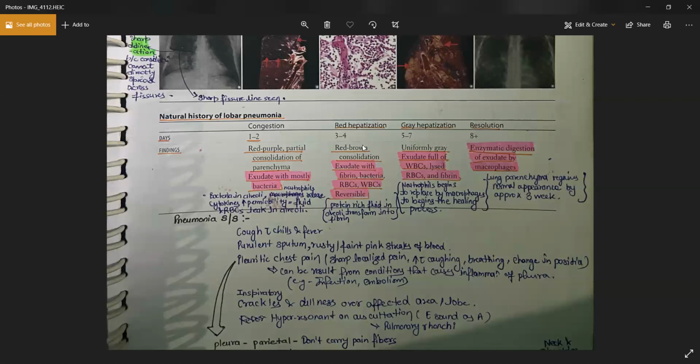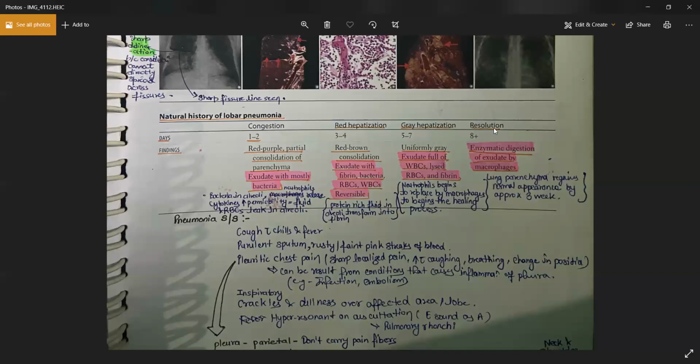So initially red appearance, then red-brown, then uniform gray. This is known as gray hepatization. This is known as red hepatization, and this is the congestion phase. In the congestion phase, you will have alveoli filling with fluid, exudate. In case of red hepatization, RBCs will be there, blood will be there, so it appears red. In case of gray, you'll have some amount of fibrosis, coagulation, macrophages, dead space, and dead bacteria. And in case of resolution, all the macrophages will have cleared all this infection and everything, and now the healing process will start totally.